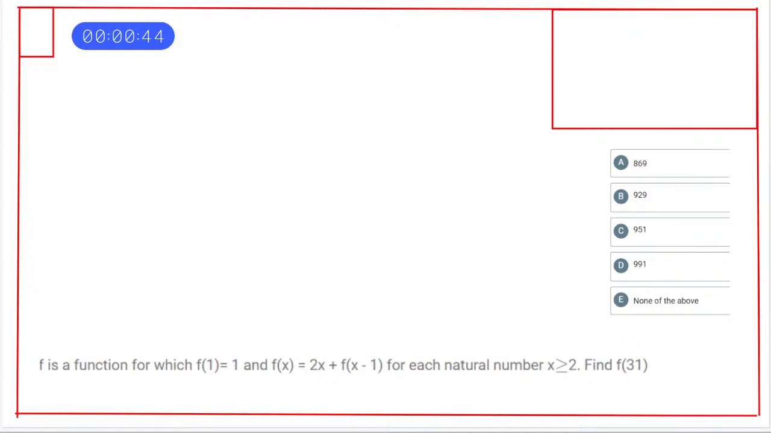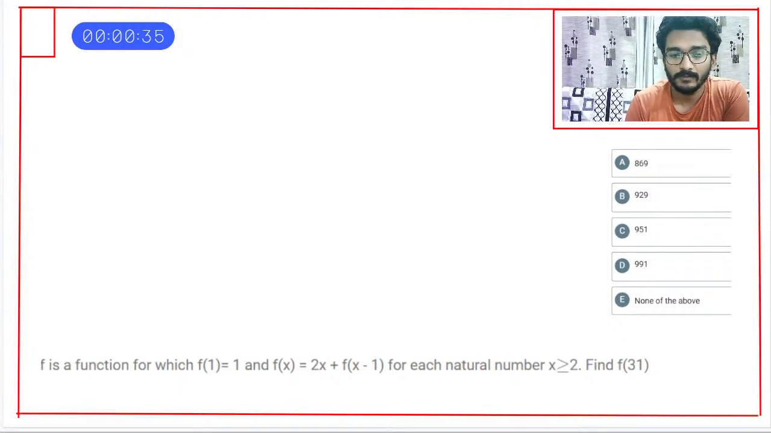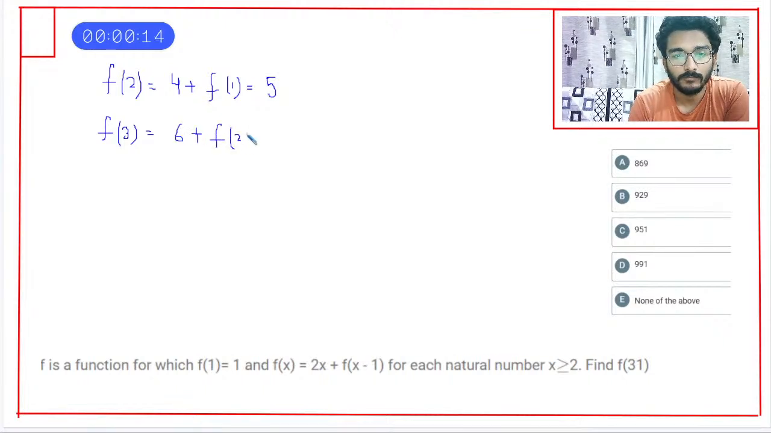All right. So let's start this question. In this particular question, we have f of 1 equals 1 and we have to find f of 31. So we have to find f2 and see what pattern is going on. When I plug x equal to 2, I get 4 plus f1, which is 5, since f1 equals 1. When I put x equal to 3, I get 6 plus f2, which is 6 plus 5, 11.